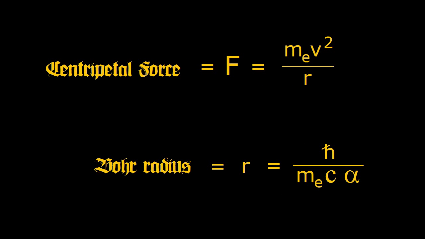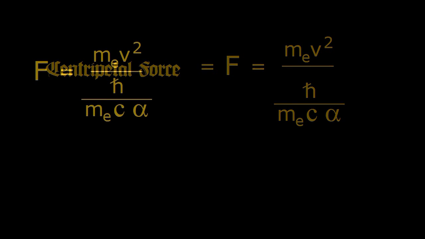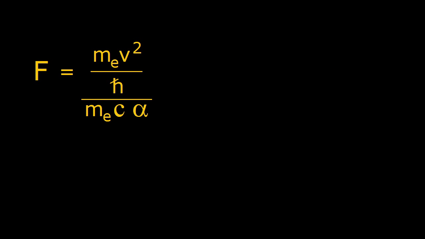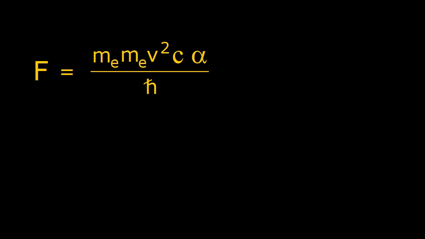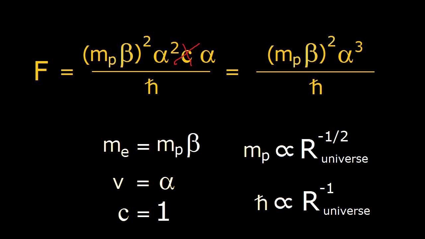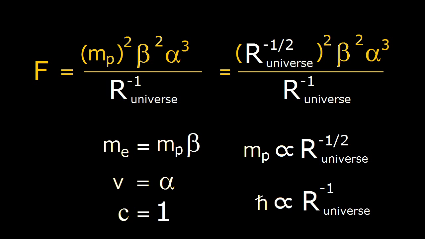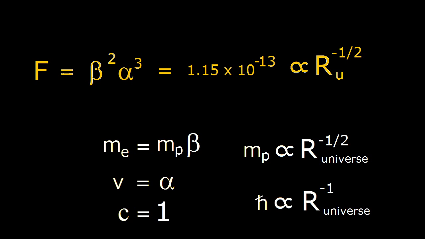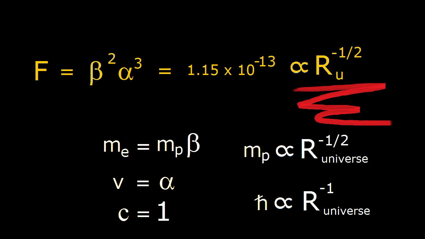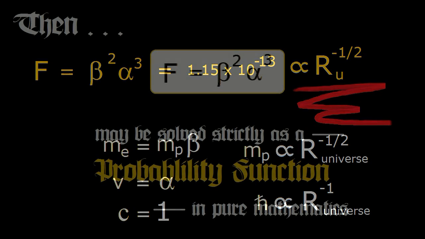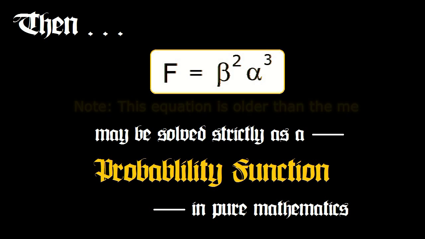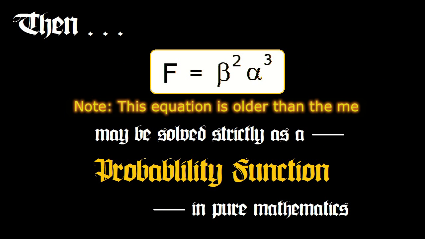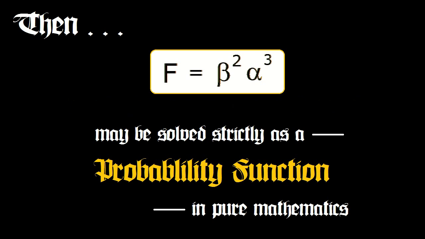Now we take the Bohr radius and put it into the centripetal force equation and get that the binding force between them is proportional to the cube of the fine structure constant multiplied by the square of the electron-proton mass ratio. We have now a straight-up mathematical relationship that can be solved outside of physical theory as a probability function, because alpha and beta are pure numbers. That is, we can discard our dimensions of mass, length, and time with total impunity.